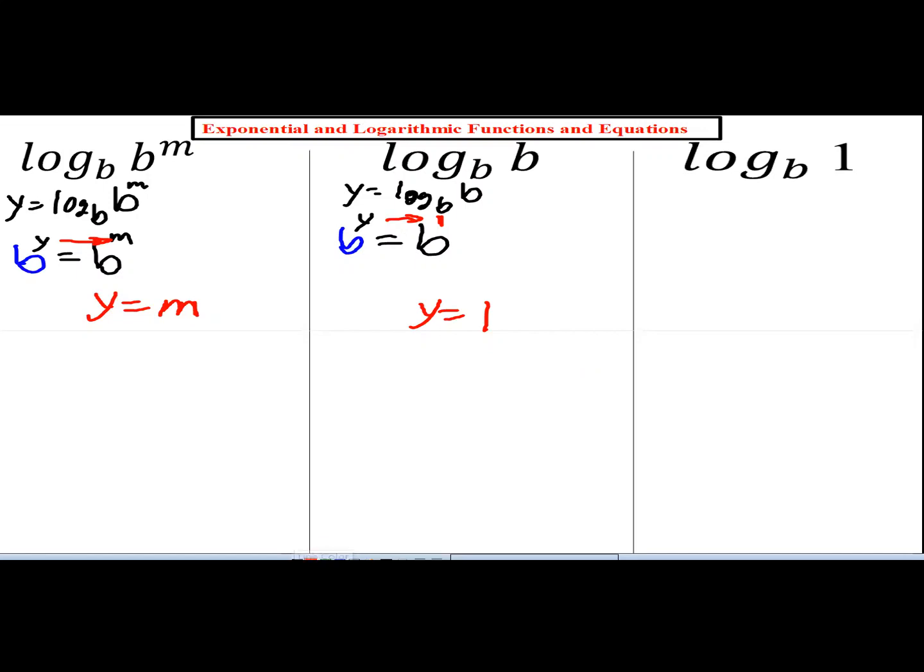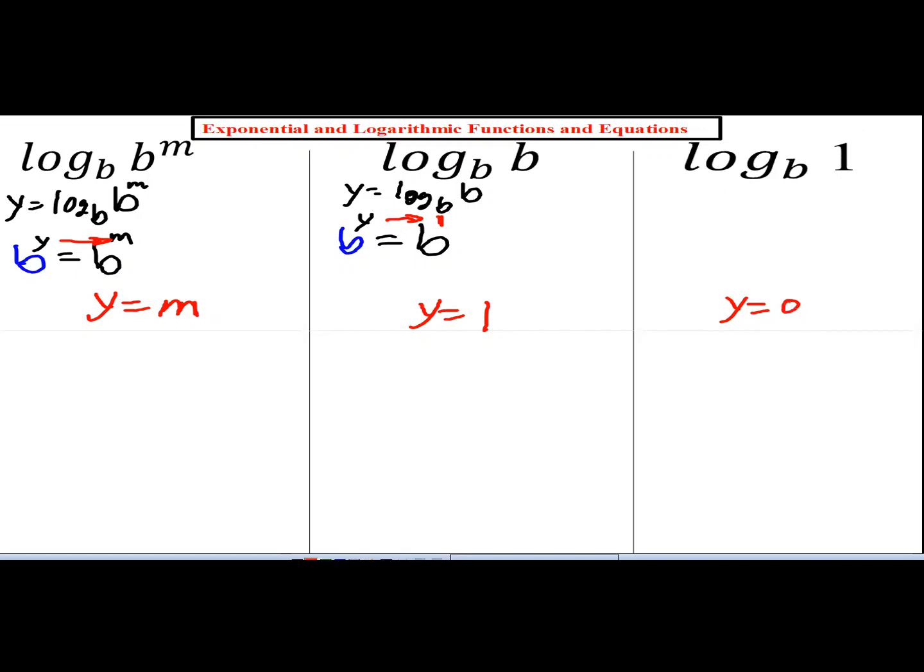Last one. Whenever you have a log to any base, it doesn't matter what base, it could be 1 million as a base. But we're trying to find that the number is 1, the given number is 1, the answer will always be y equals 0.